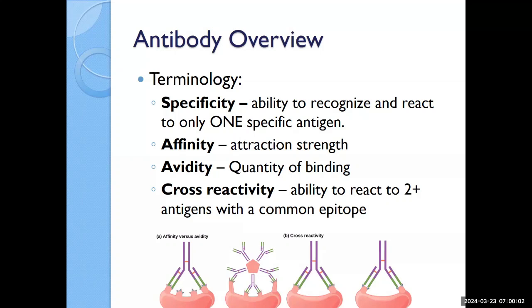Affinity refers to the strength of that attraction. Once they bind, do they hold steady indefinitely? And avidity refers to how much binding might take place, just one binding or multiple bindings together. Cross-reactivity refers to the ability to react to 2 antigens that might share the same epitope.